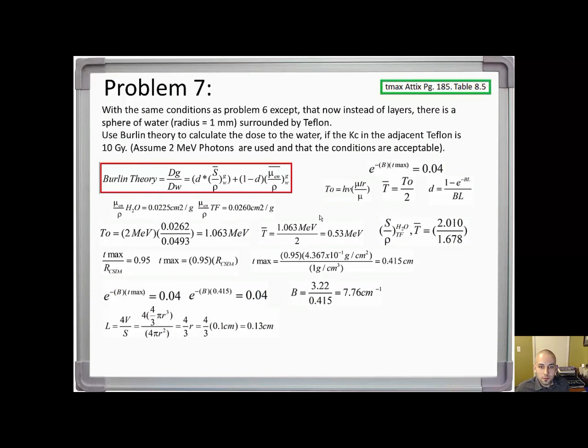Okay, so here we are. We just calculated B, and we're going to put it in for D, but now we need L. L is equal to 4 times the volume over the surface area. In our case, we have a sphere of water with a radius of 1 millimeter.